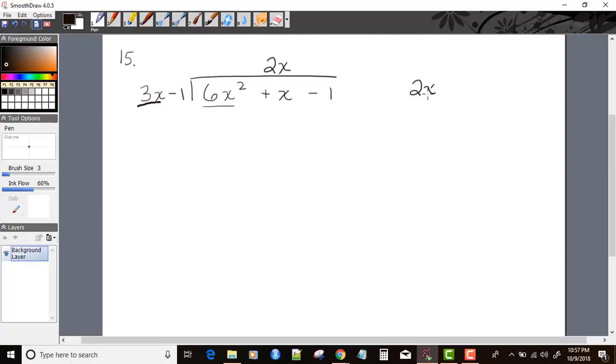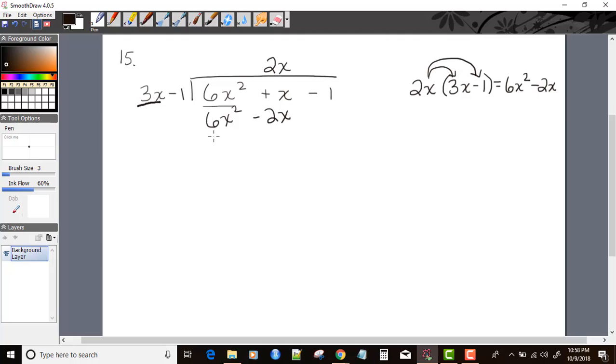So let's take a look at when I multiply 2x times the polynomial 3x minus 1. What is the product? Well, 2x times 3x is 6x squared. And 2x times negative 1 is negative 2x, or minus 2x. So I'm going to write that product just like I would with long division. My product is 6x squared minus 2x.